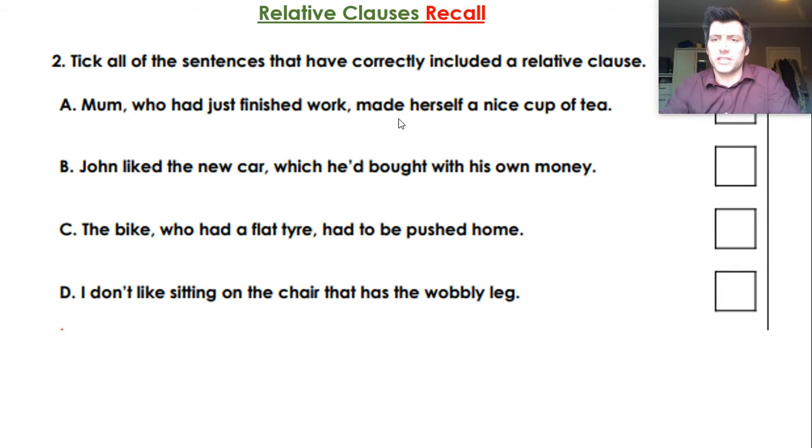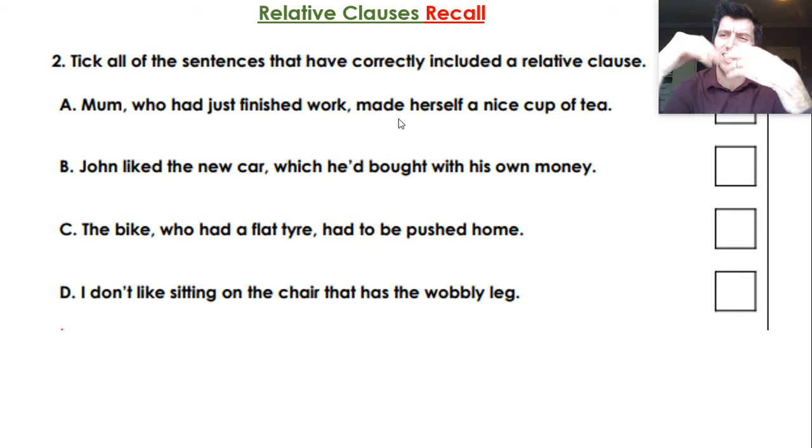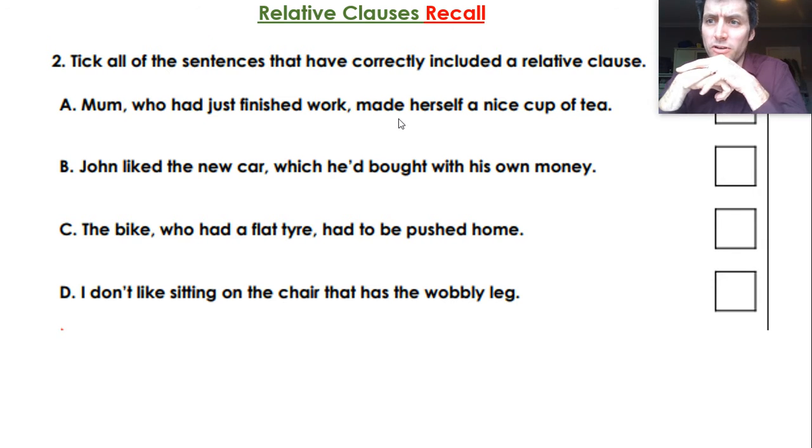Okay. Now, some of these have got correctly used relative clauses. So I'll give you a clue. It's 3, which means that one of the 4 is incorrect. Okay, so let's read them through. Mum, who had just finished work, made herself a nice cup of tea. Now, I can check whether in this instance the embedded relative clause is correctly used by just saying the rest of the sentence on its own. Mum made herself a nice cup of tea. Yep, makes sense. Okay, so that tells me that as long as it starts with a relative pronoun of who, in this instance, that relative clause, as long as it's adding information to the subject of the main sentence, is correctly used. So I'm happy with A.